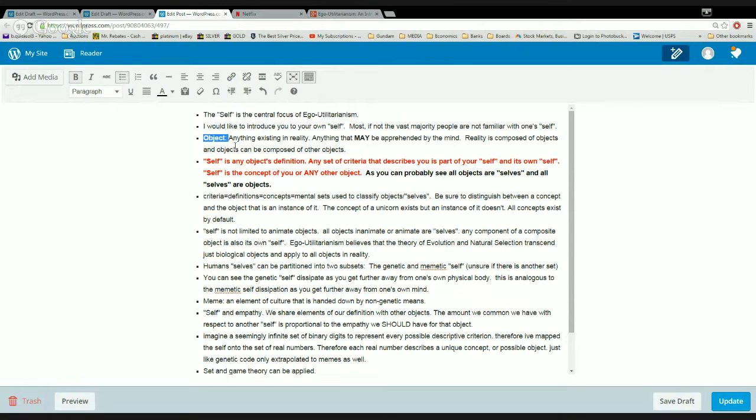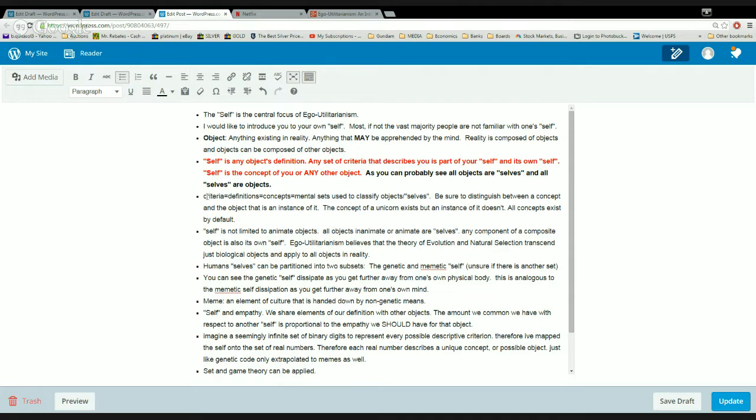Now, let me bring back a key definition. Object: anything existing in reality, anything that may be apprehended by the mind. Reality is composed of objects, and objects can be composed of other objects. Self is any object's definition. Any set of criteria that describes you is part of yourself and its own self. Self is the concept of you or any other object. As you can probably see, all objects are selves, and all selves are objects.